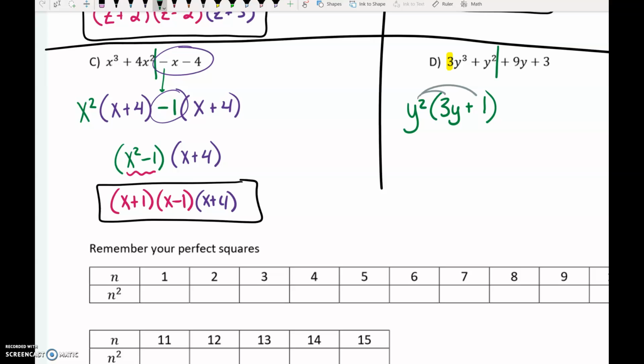9y and 3 have 3 in common. 3 divided by 3 is 1. So our factored form is y squared plus 3, 3y plus 1.